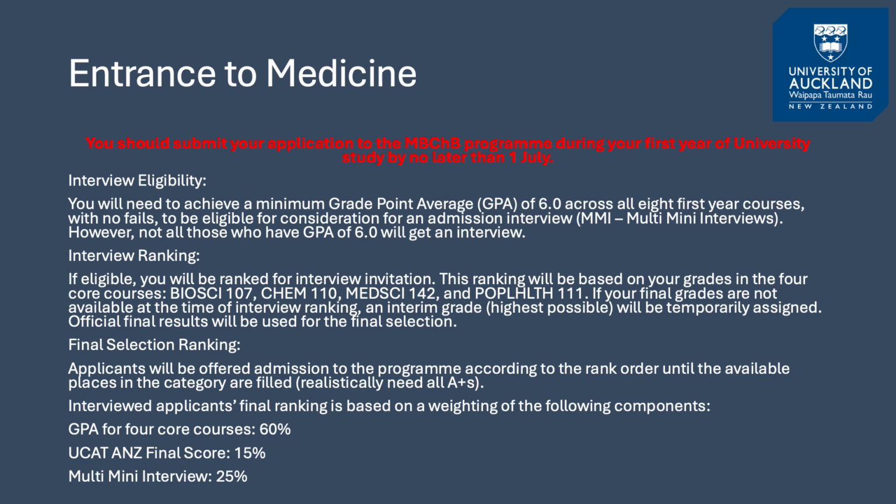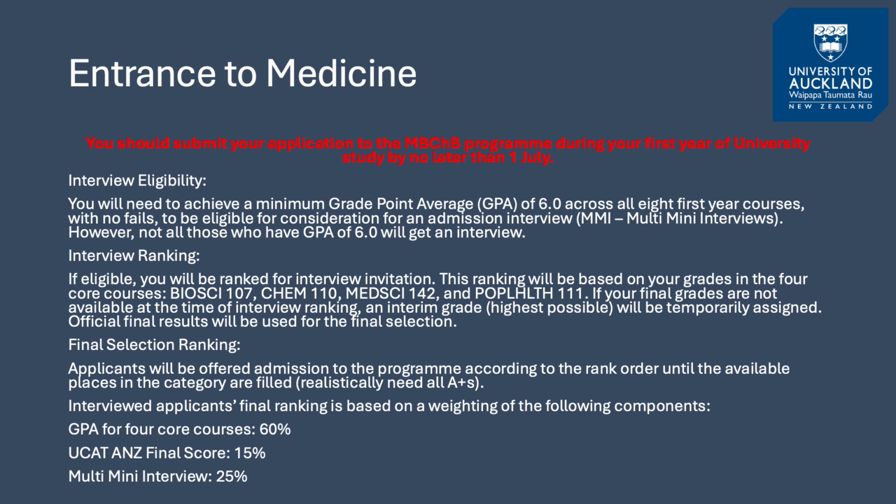And so you need a B plus average across all 8 of your first year courses with no fails in order to be eligible for consideration for an admission interview. However, not all those who have a GPA of 6.0 will get an interview. This is just the minimum requirement to even be eligible, full stop. So in order to actually receive an interview, this will be ranked off your 4 core papers.